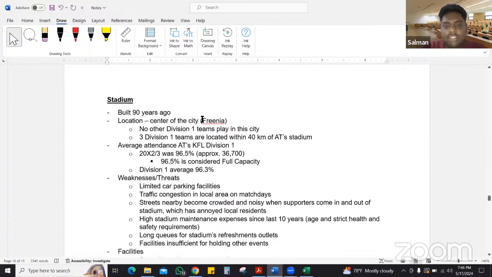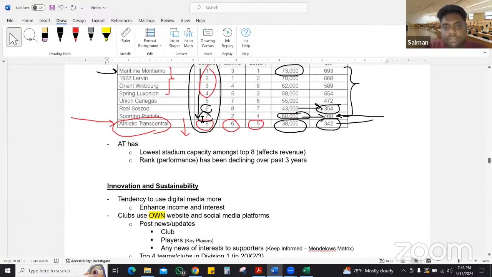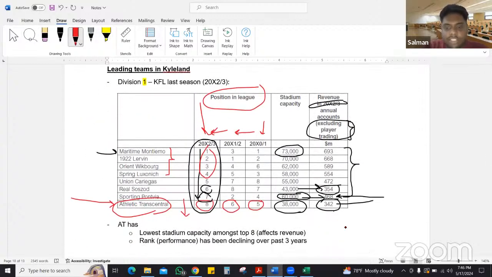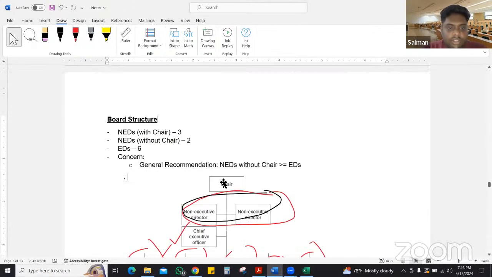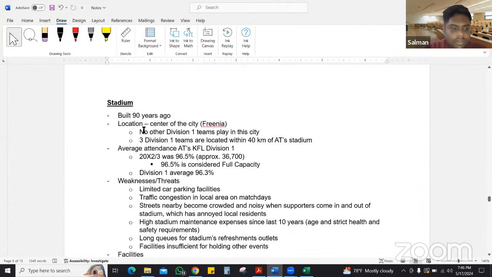Stadium. We discussed that out of the top 8 stadiums, ours has the lowest capacity of 38,000. Now let's look at what they are telling about the stadium. Built 90 years ago. My goodness. Location is center of the city. Good location. Center of the city means we will be able to attract more customers.